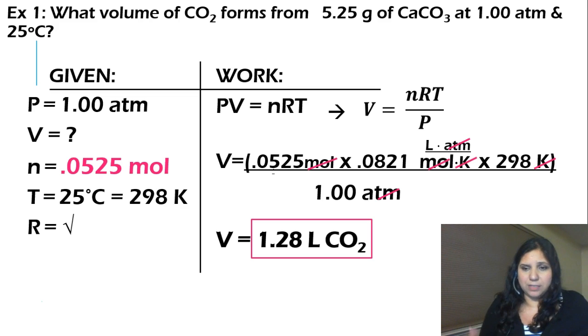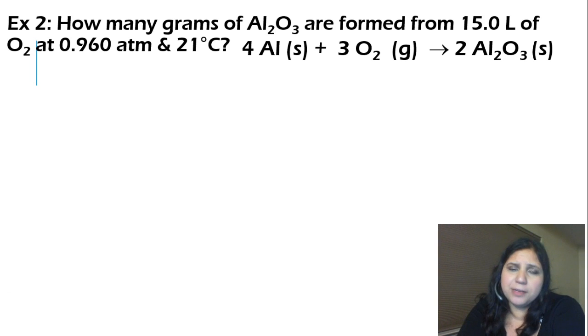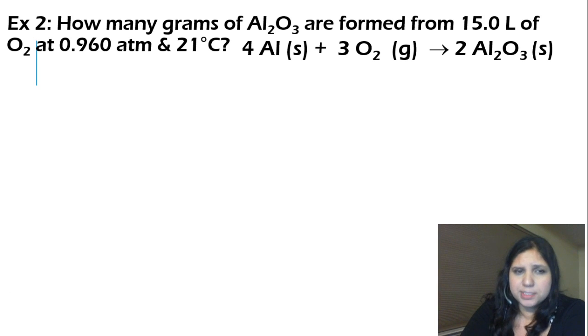What's the volume of CO2? That's the volume of CO2. Example number 2. How many grams of aluminum oxide are formed from 15 liters of oxygen at 0.960 atmospheres and 21 degrees Celsius? And then a balanced equation is given.